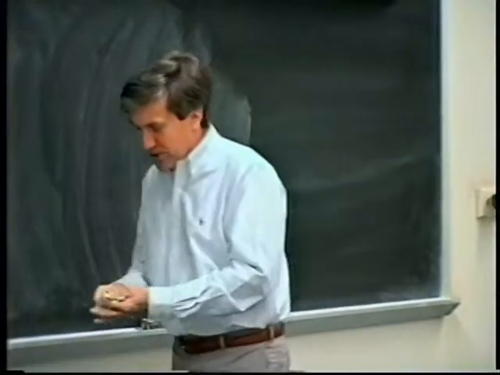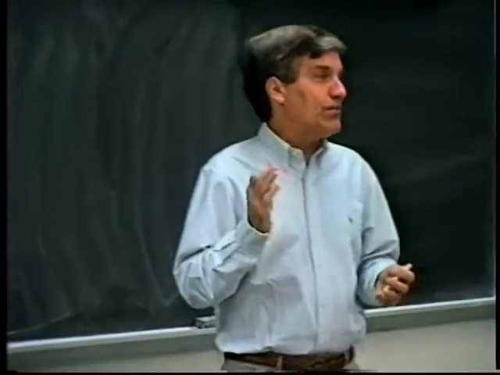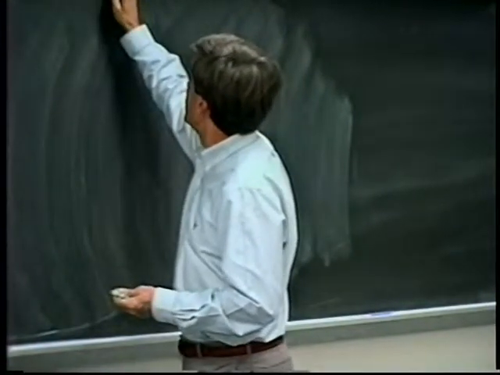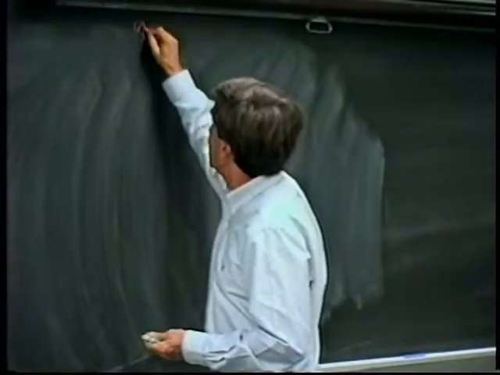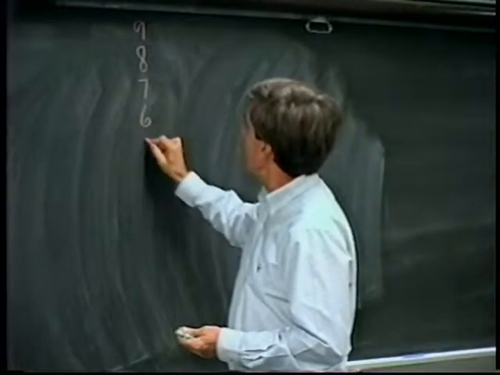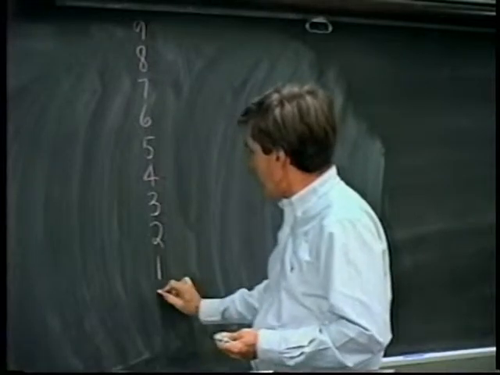Divisibility by 9 in this way. The fast way to get the multiples of 9. Here are the multiples of 9. We'll start with 9 and go 9, 8, 7, 6, 5, 4, 3, 2, 1, 0.